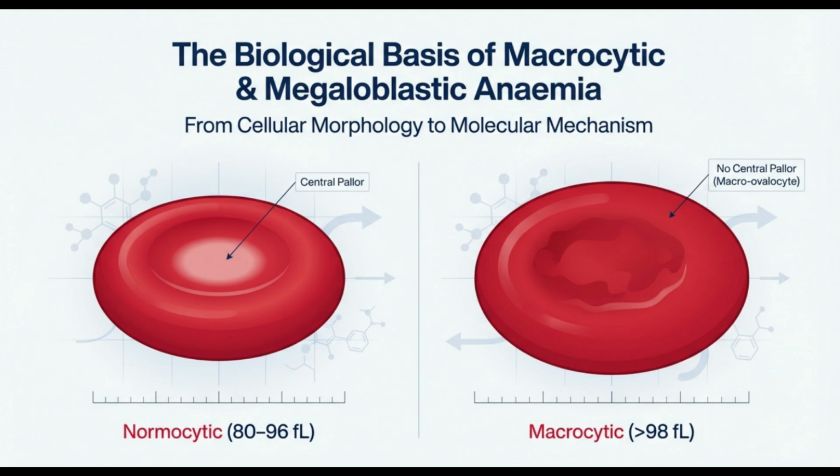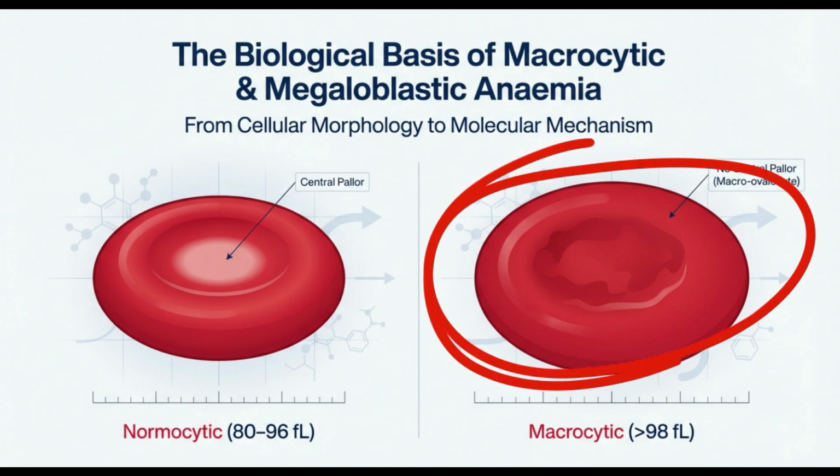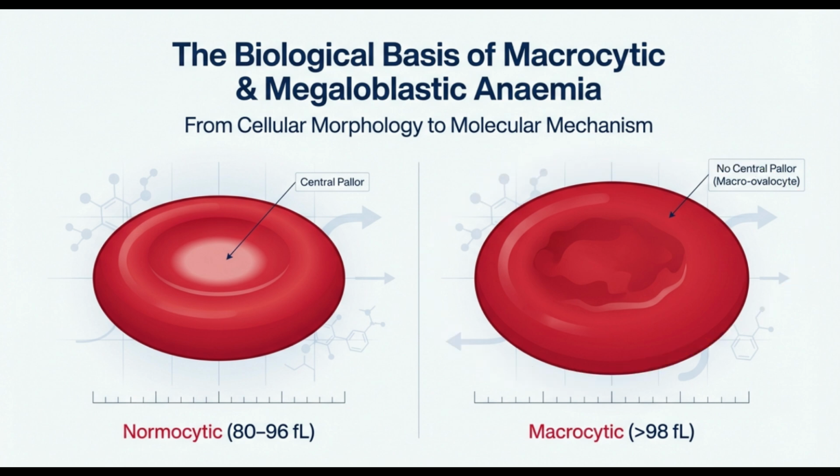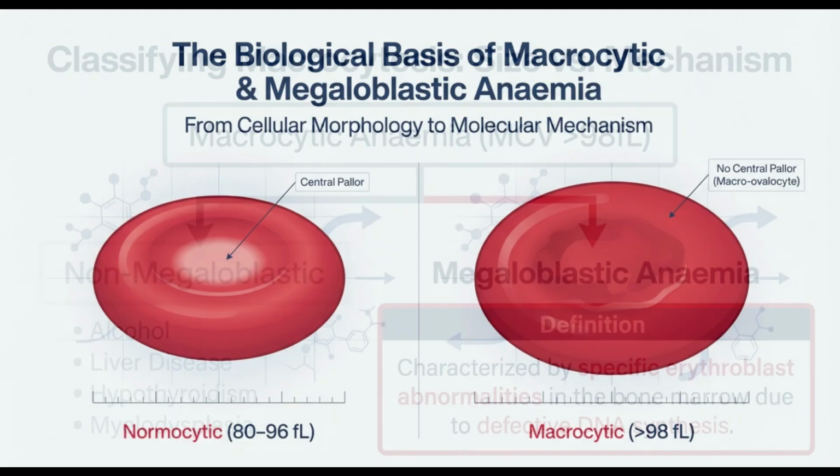It's got a typical size, a normal volume, and you can see that little pale spot in the middle? That's its central pallor. But now, look to the right. That is a macrocyte. It's obviously bigger. Its mean corpuscular volume, or MCV, is greater than 98 femtoliters. And notice how that central pallor is gone? This often gives it a slightly oval shape, which is why we sometimes call it a macroovalocyte. This right here is our first big visual clue that something's not right.